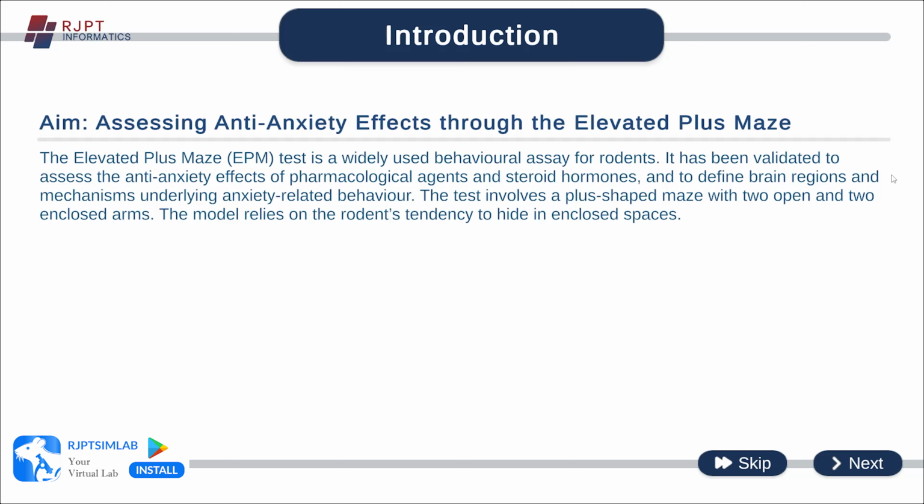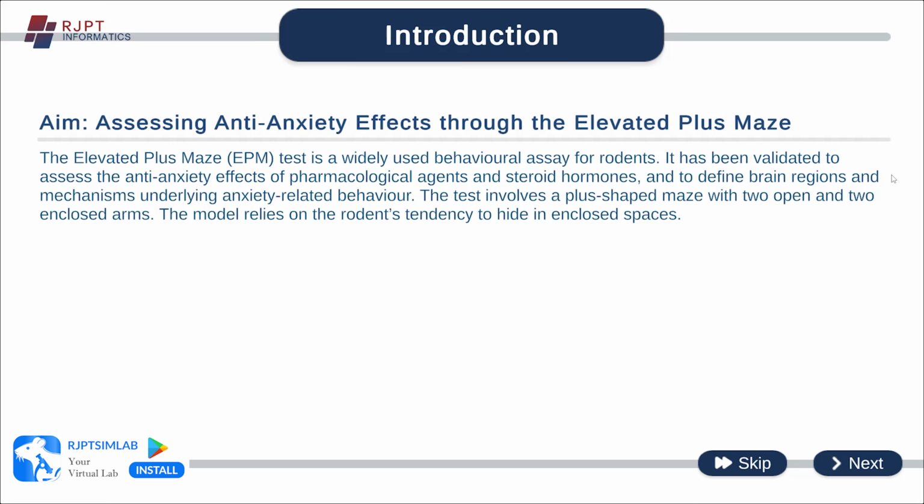The test involves a plus-shaped maze with two open and two enclosed arms. The model relies on the rodent's tendency to hide in enclosed spaces. The above line says this instrument, the plus-shaped maze, basically contains four arms, two of which are open arms and two are enclosed arms. And the model relies on the rodent's tendency to hide in enclosed spaces.